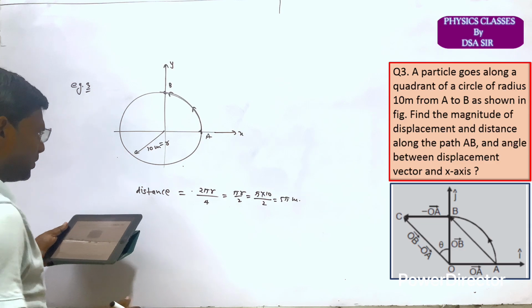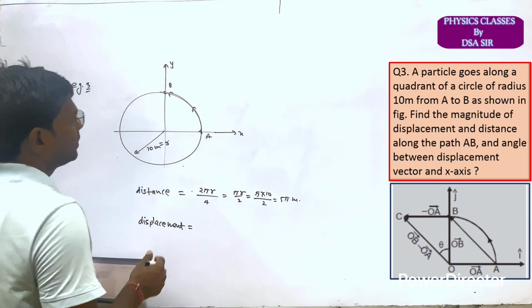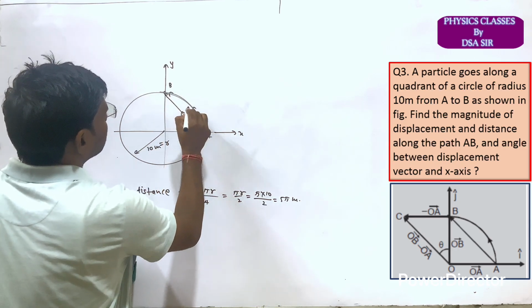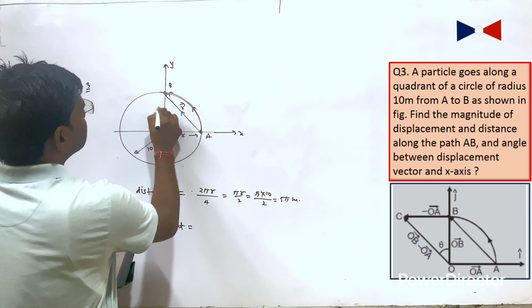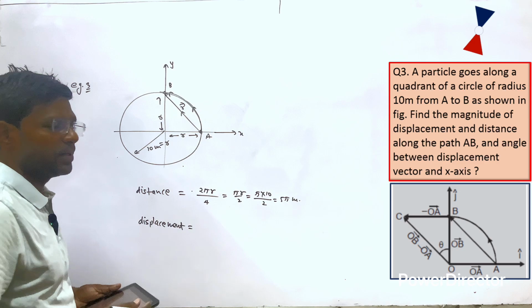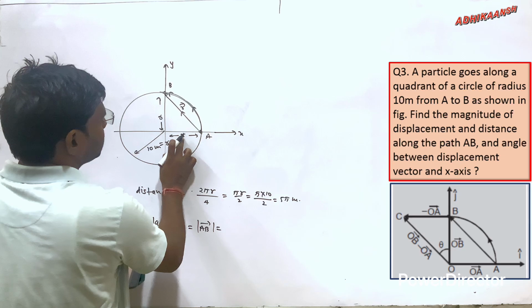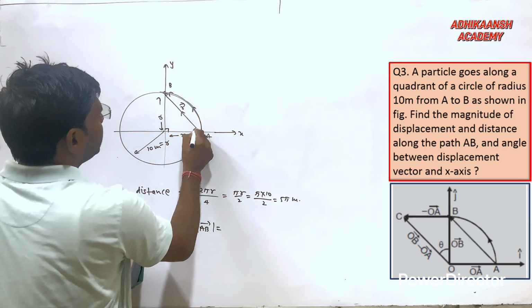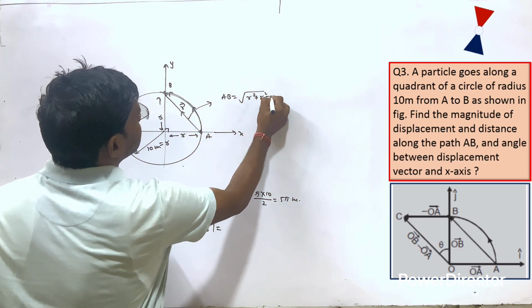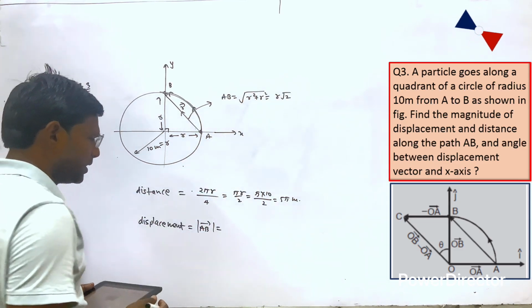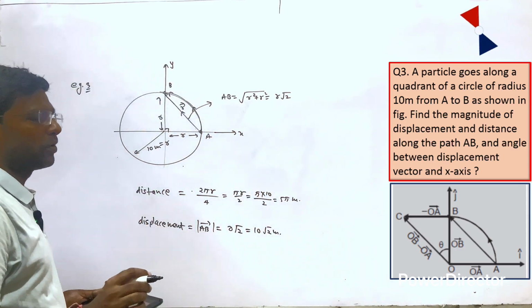All right. And the displacement, what is the displacement, you tell? The displacement is nothing but the line joining the initial to the final position, and this is the displacement vector. This is the distance, and this is the displacement. If this is r, this is r. So what is the magnitude of the displacement? The displacement is the vector AB, and its magnitude is equal to the hypotenuse, since the angle is 90 degree. So the hypotenuse is root over r square plus r square, which is r root 2, so 10 root 2 meter. This is the magnitude of the displacement.